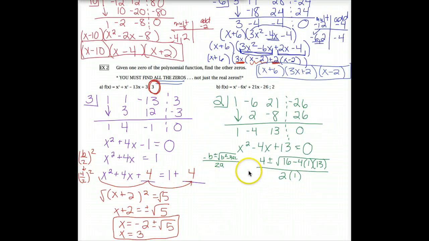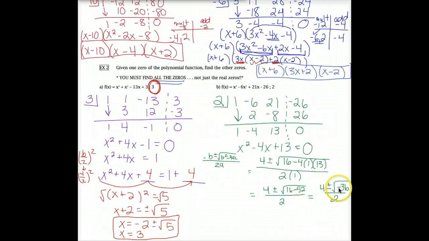So now I just need to use order of operations to simplify. So 4 plus or minus square root. When I multiply 4 times 1 times 13, I get 52. So that's 16 minus 52. The bottom, obviously, 2 times 1 is 2. Now when I actually do 16 minus 52, I get negative 36. So I've got square root of negative 36 and then 2 here.